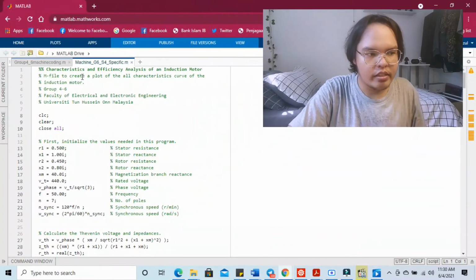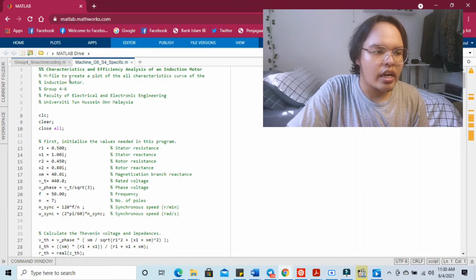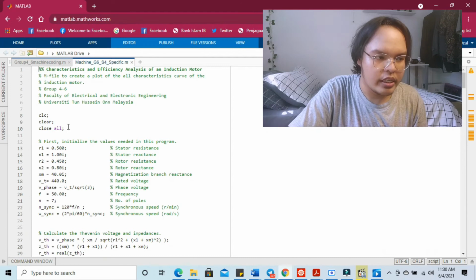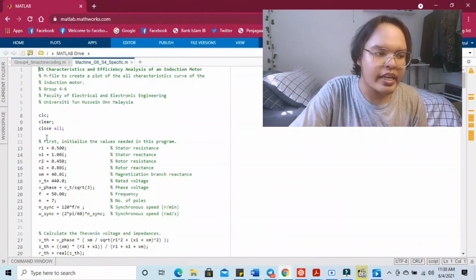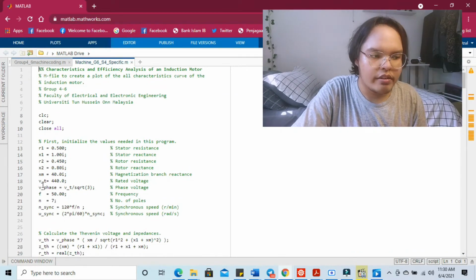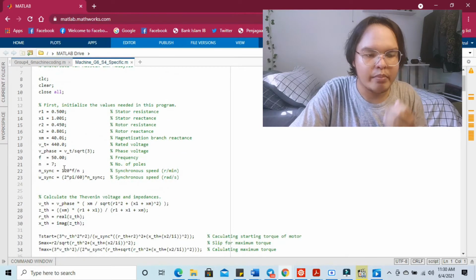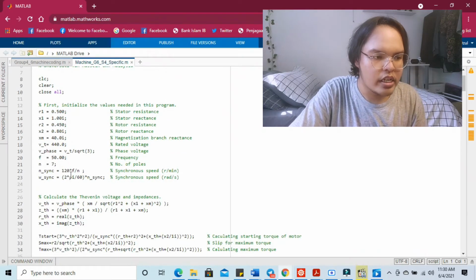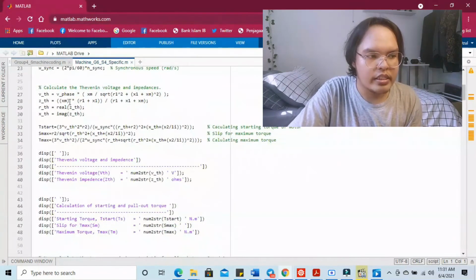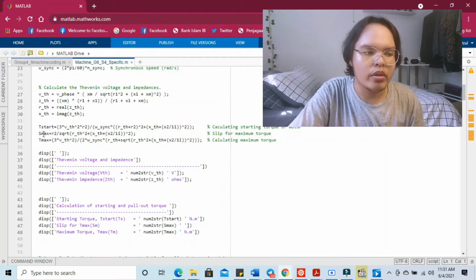Okay, for the coding demonstration, firstly we need to declare the parameters that we use in this project. So we declare R1, X1, R2, X2, Xm, and V, where V is given by the formula divided by the square root of 3, then frequency, number of poles, synchronous speed in RPM, and in radians per second. Second, we use the formula to calculate the Thevenin voltage and set the impedance. After that, we calculate the starting torque, maximum slip, and maximum torque, which is the pull out torque.